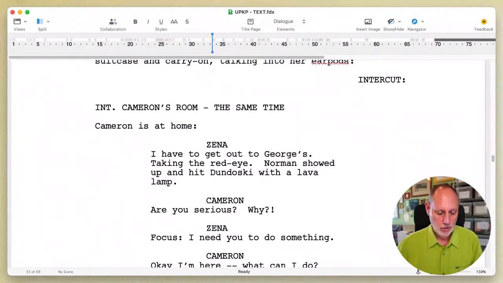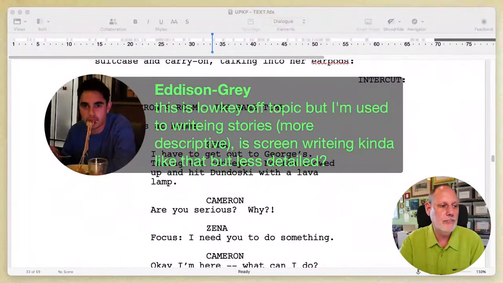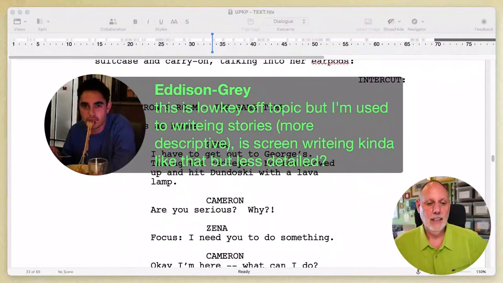Okay. So let's see the next question. Edison Gray has a low-key off-topic. Used to writing stories, more descriptive. Is screenwriting kind of like that, but less detailed? Yes, that is exactly what it is like.